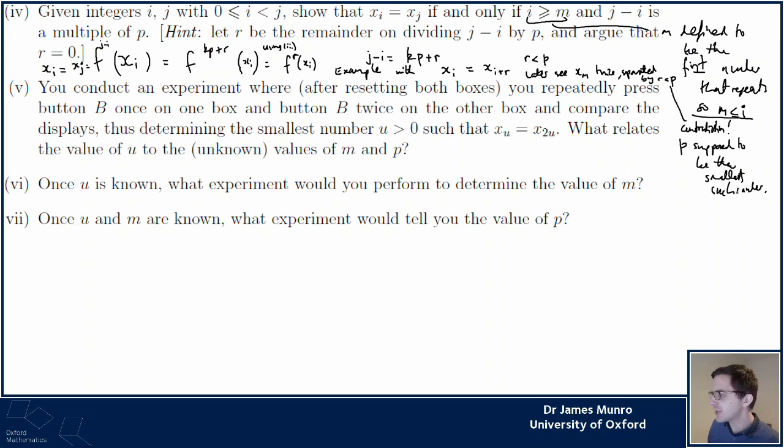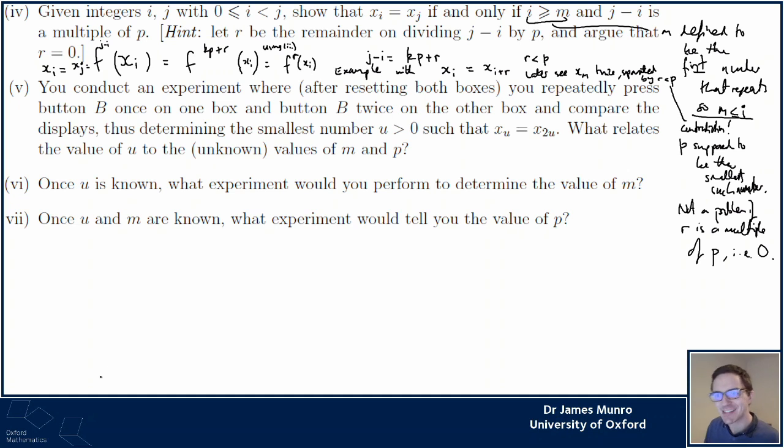There's only one get out of jail card. And our get out of jail card is to say, well, if r is zero, then actually these weren't two different numbers. This was just saying that xi was equal to xi, which is true and allowed. So not a problem if r is a multiple of p that's less than p, i.e. zero. Okay, brilliant. So r must be zero, the remainder is zero, so j minus i is a multiple of p. Great stuff.